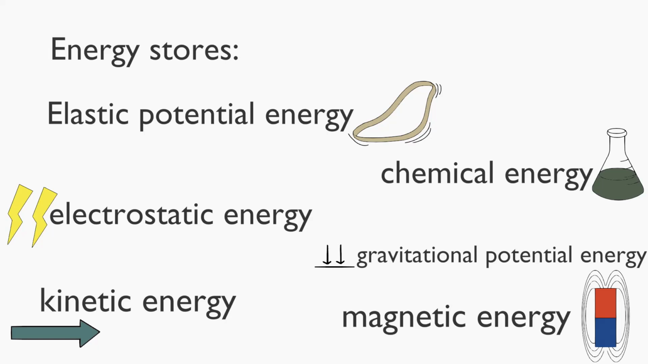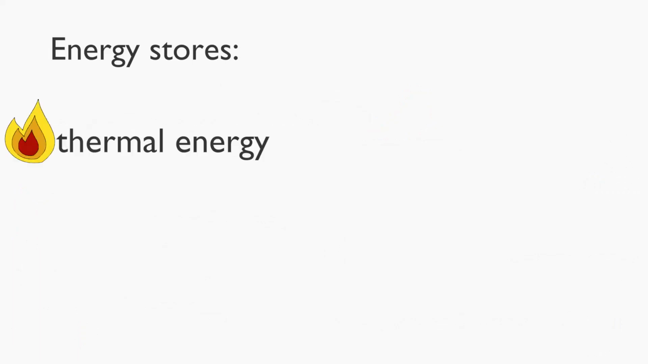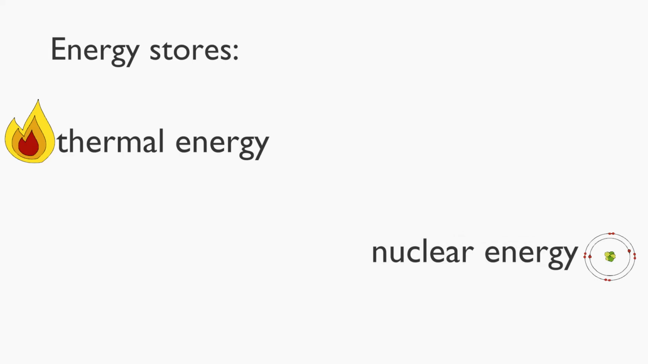And the last two energy stores are thermal energy, which is heat energy, and a good example of this is anything that releases heat, like a fire, which releases heat into the surroundings and converts it into the thermal store. And we also have nuclear, which is the energy that is stored in the nucleus of an atom. So when you split an atom, it releases energy, which is what they do in nuclear plants.